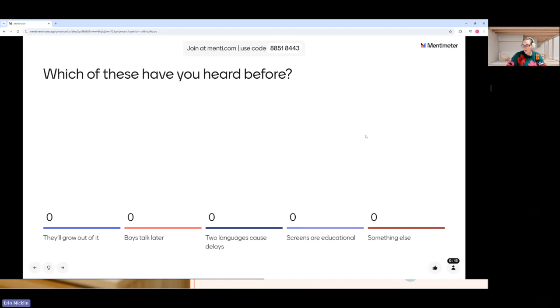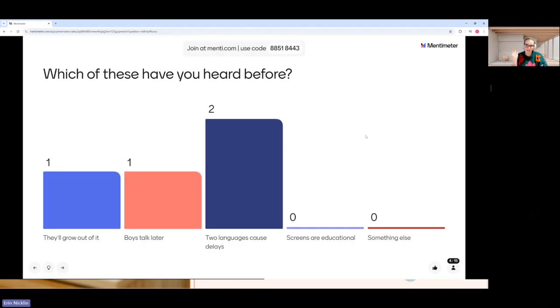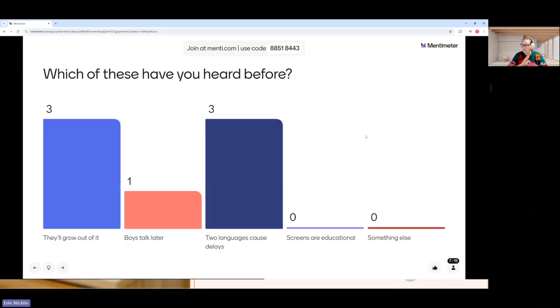Which of these have you heard before? So they'll grow out of it, boys talk later, 2 languages cause delays, screens are educational, or you've heard something else. If you've heard something else and you want to share, please put it in the chat. I'd love to add to my list of myths. Okay. All right. I'm going to say before we do anything else, 2 languages does not cause delays. And I would take that to my grave, and all the research shows that too. Okay. All right. So let's go through why these are myths and they're not actually true.